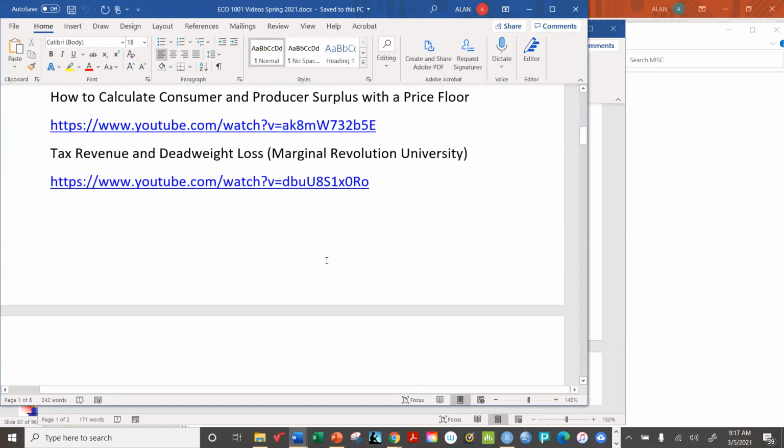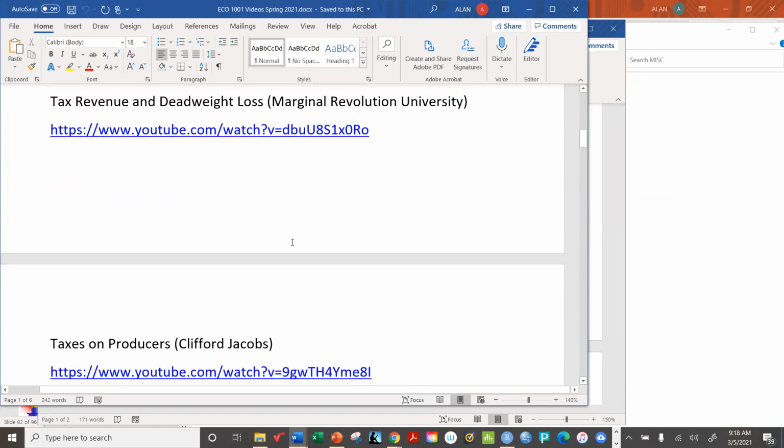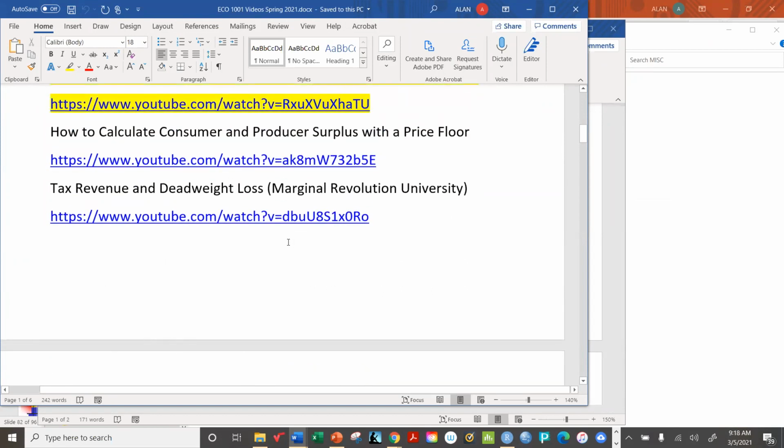One of them is how to calculate consumer and producer surplus with a floor. And then we've got a discussion about what happens with taxes and dead weight loss. That's what our next discussion was going to be. We've already looked at changes in consumer and producer surplus as a result of price ceilings and floors, but we also have to consider the impact of a tax on a market.